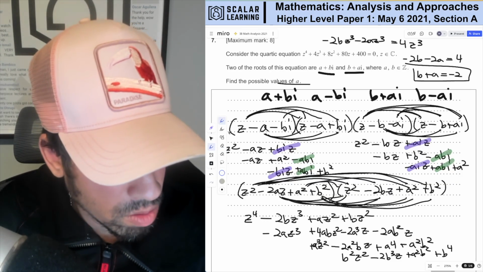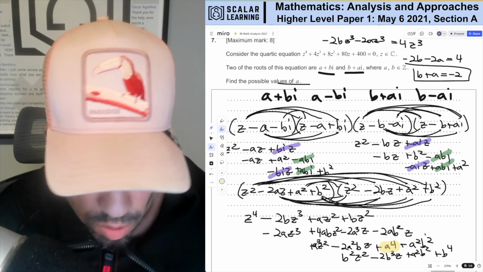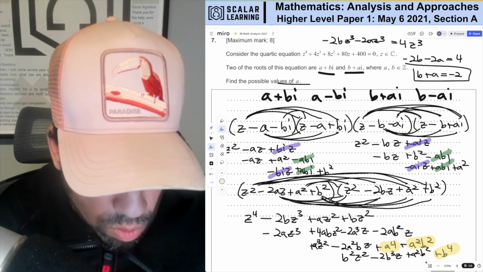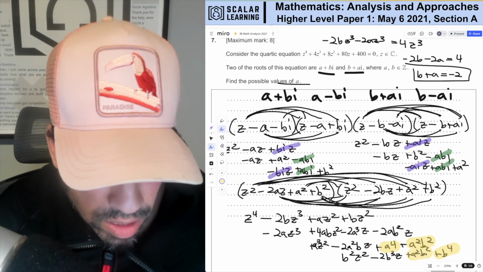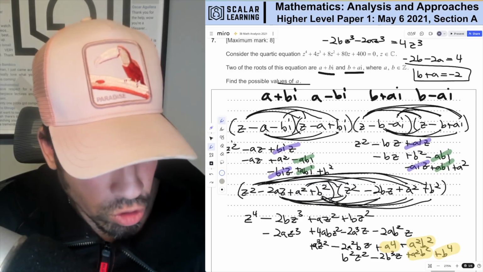So again, you can see here, I'll color code it for you guys. This is what I'm talking about. We've got a to the fourth, no variable, a squared b squared, no variable, b to the fourth. We have another a squared b squared. So those are all my constant terms, and that's going to match up with 400. So check this out.